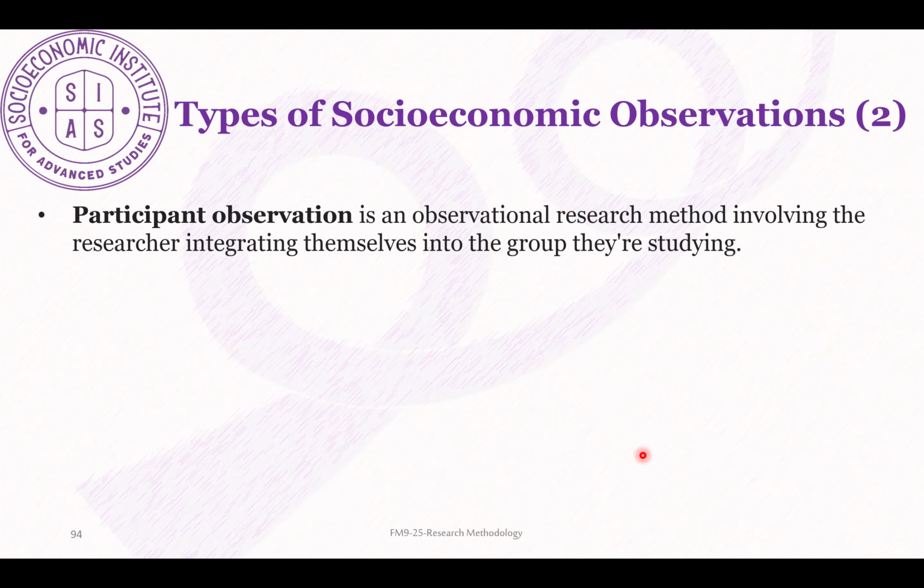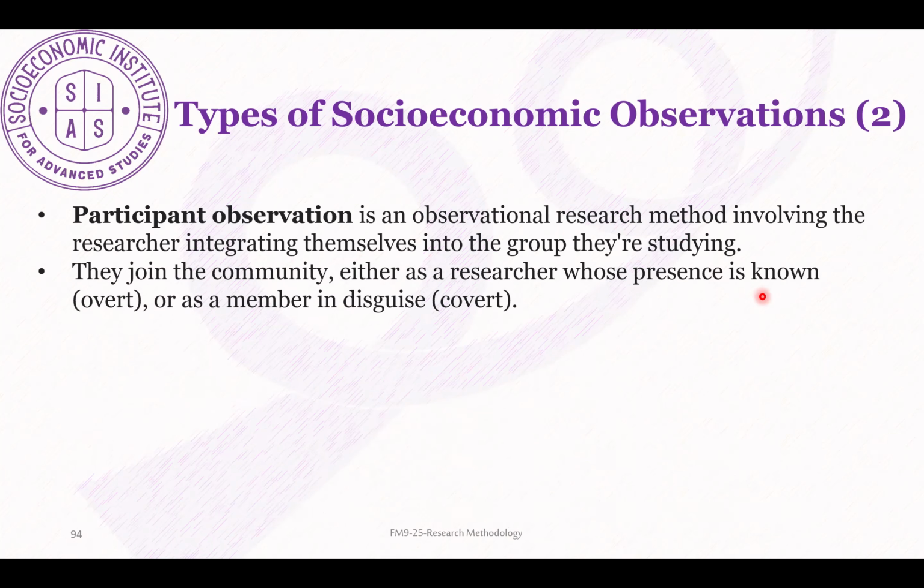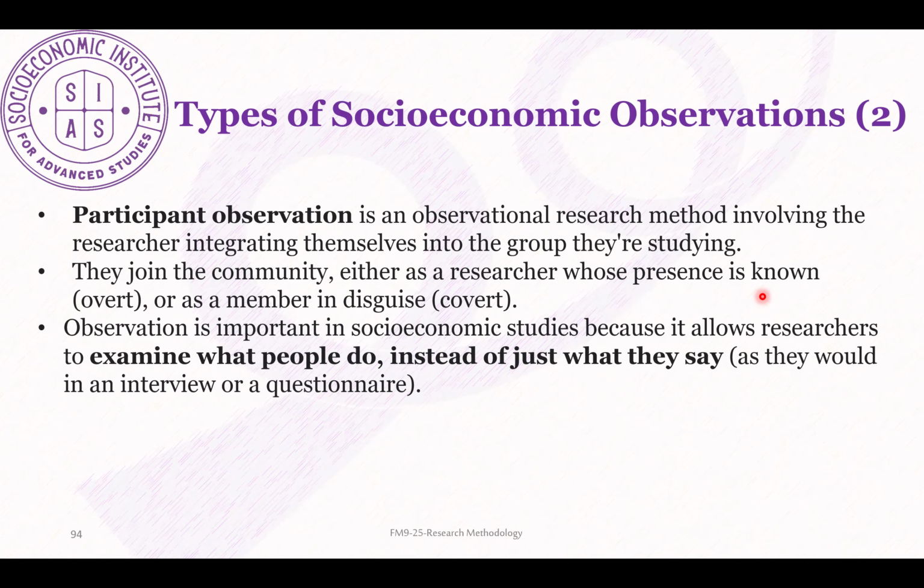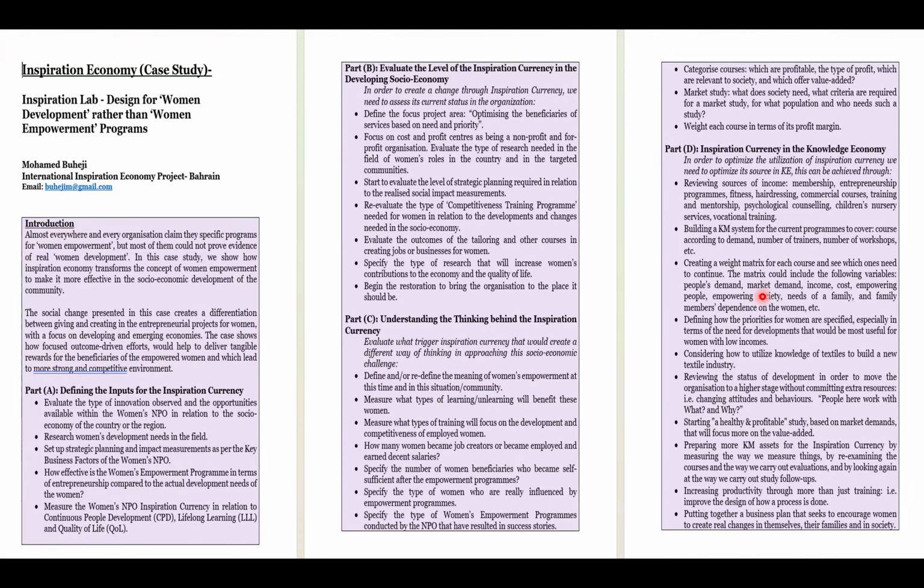so that we can collect the observation in a proper way. So participant observation is an observational research method involving the researcher integrating with the group or the people under study. For example, we might join the community and the researcher will be present, which is known as overt, or again, a member that is not known, which is covert. And then based on the observation, we examine what people do instead of just what they say. We don't collect what they say, but what they actually work on.